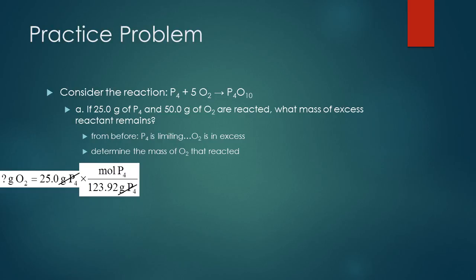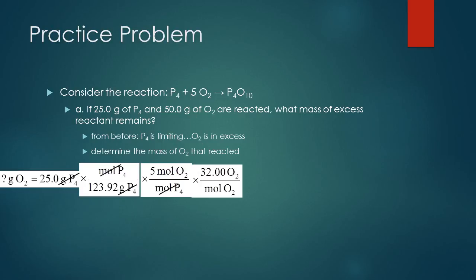Using your molar mass, converting to moles, and then using your mole to mole ratio to go to oxygen. Notice the 5 to 1 ratio. And then finally we can use the molar mass of oxygen. This tells us that 32.3 grams of O2 reacted.